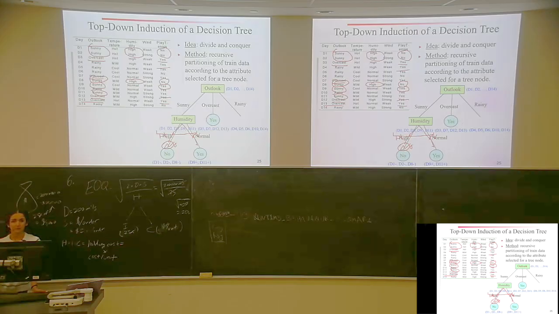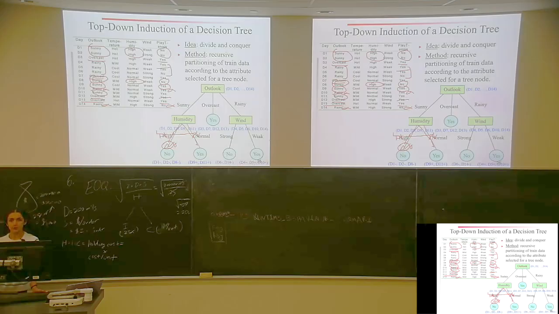For outlook rainy, 5 days have outlook rainy. Out of those 5 days, do they all belong to the same class? Let's see. For example, here we have rainy, right? Some of them are yes, some of them are no. Again, here rainy is yes, and here rainy is no, right? So we have mixed class labels. So we have to further split.